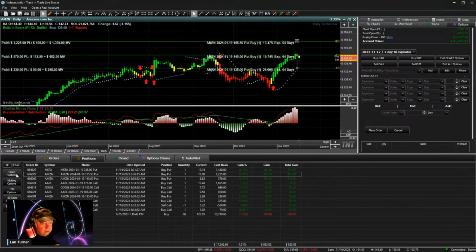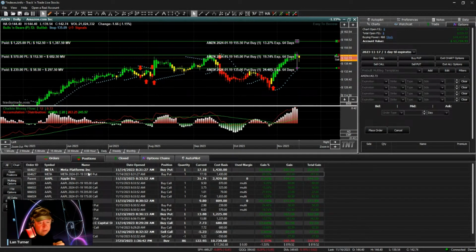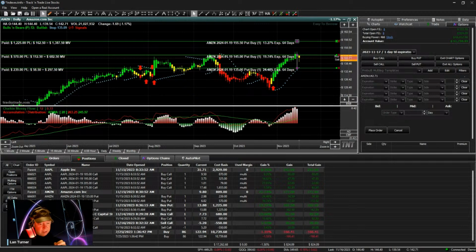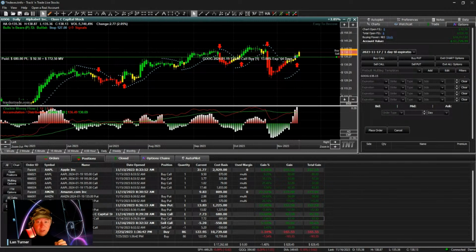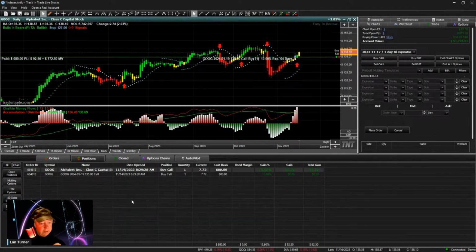Positions, what other positions did we have? So we looked at Meta, we looked at Apple, we looked at Amazon. That's the other Amazon. We have an Alphabet, Google. Okay, so on the Google one, we haven't looked at Google yet, right? So Google, all we did is we bought an at-the-money call. We invested $680. The market's moving in our favor. It's doing what we anticipated. We're up 13%, 13.6%. We have a $92 gain.